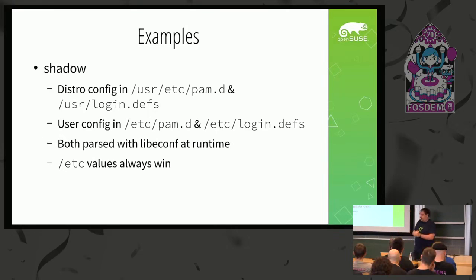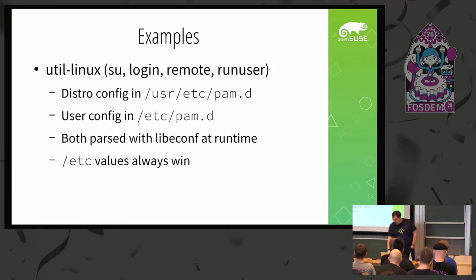The same for shadow. This is also upstream, which of course is also using PAM, so it also has its config in pam.d. So it's fun when they're all sharing the same thing and using the same library. But you've also got login.defs, and I just realized a typo because that's meant to be /usr/etc/login.defs. But yeah, the login.defs is stored there. /etc/login.defs can be overridden by users. The /etc values always win. That's all done at runtime.